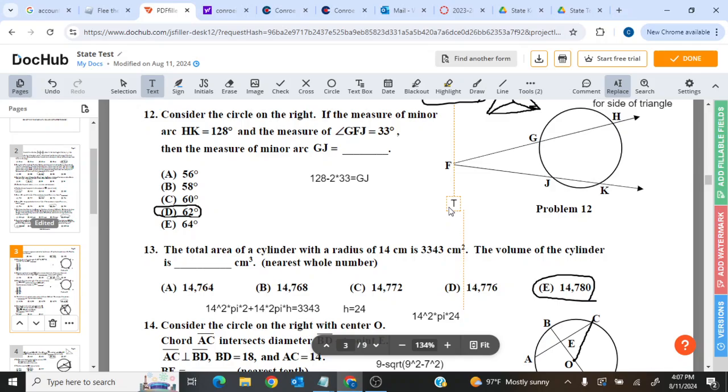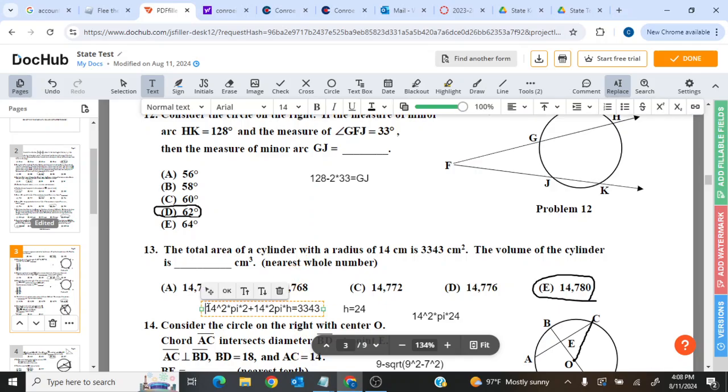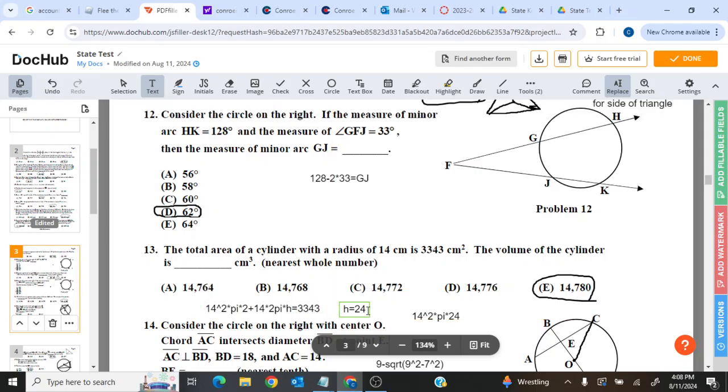13, the total area of a cylinder with a radius 14 is 3343 centimeters squared. The volume in centimeters cubed is what? Well, the surface area of a cylinder comprises two parts, the circles on the top and the bottom, and the lateral surface area on the side of the cylinder. So the area of the two circles, 14 squared times pi times 2, plus the lateral surface area, which is the circumference, 14 times 2 pi, times the unknown height. And that combines to 3343. If you do that, you'll get a height of 24.